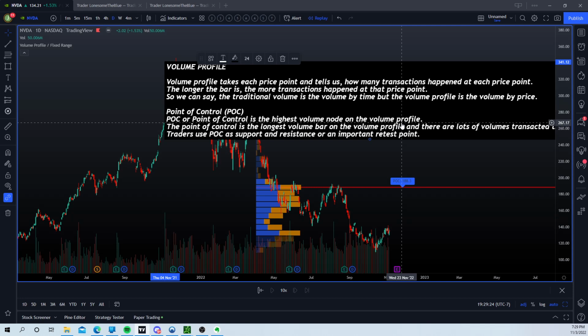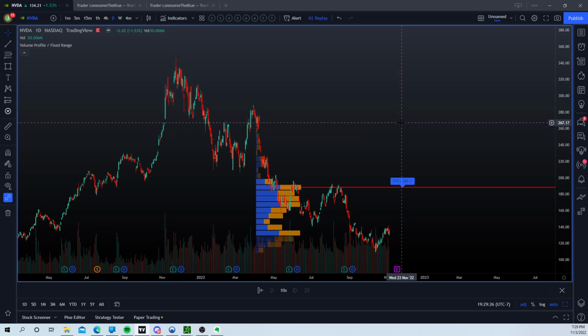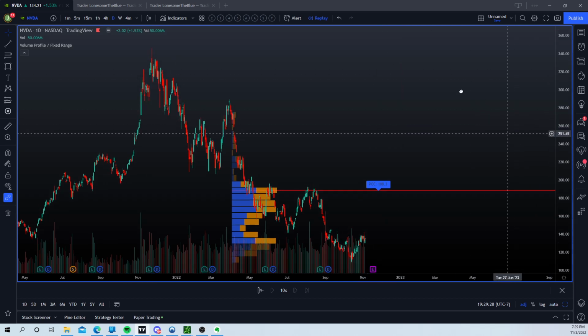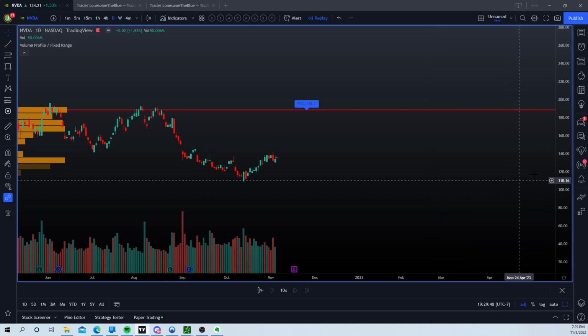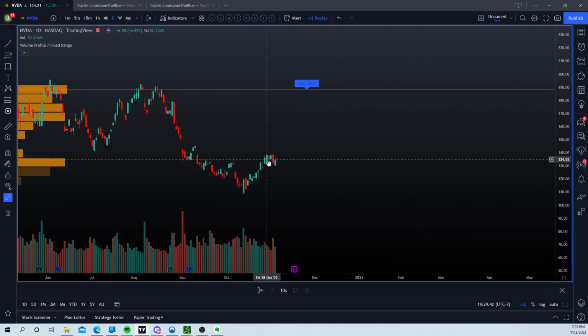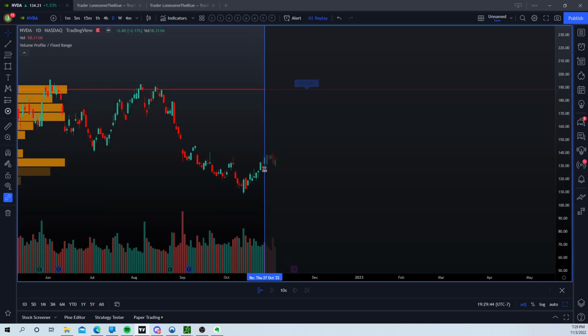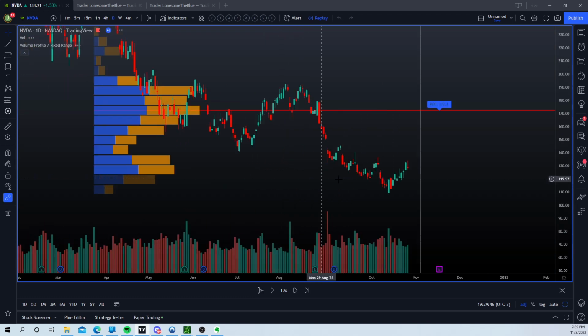So on the volume profile, we want to see the highest node, which it already tells us right here. This one's pretty nice. It tells us the POC, which is the point of control, 188.33 for NVIDIA, right? So let's go back on a replay, a couple days. This is the daily time frame. I'll probably go back before this range started, so probably a week back around there.